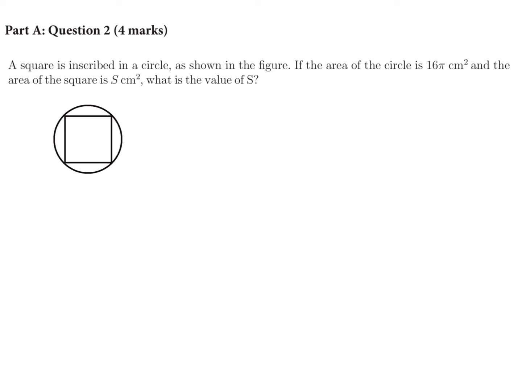A square is inscribed in a circle, as shown in the figure. If the area of the circle is 16 pi and the area of the square is s, what is the value of s? Okay. So the first thing I'd like to do is make just one line that connects one corner to another corner. And let's label this a little bit.